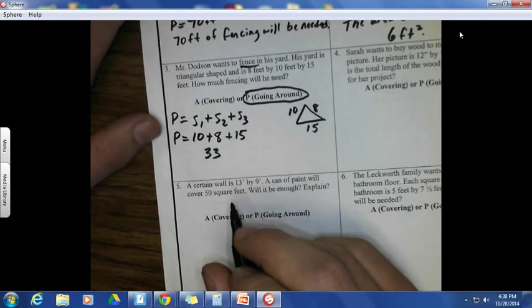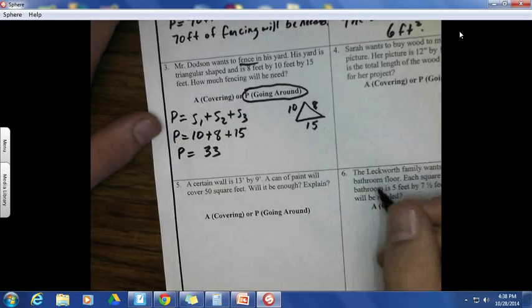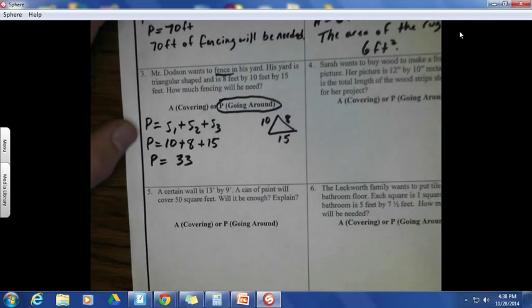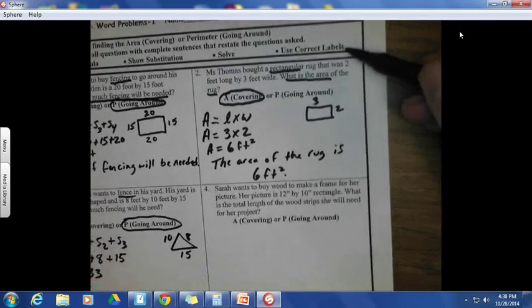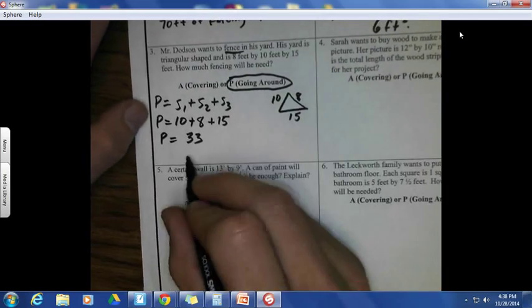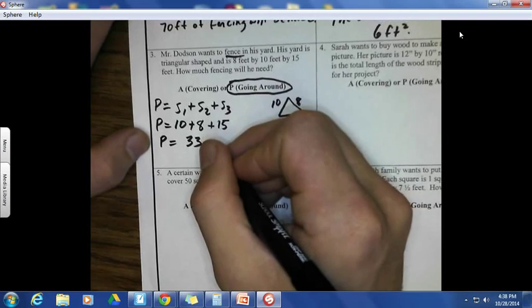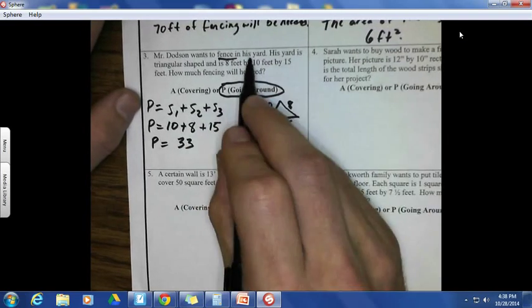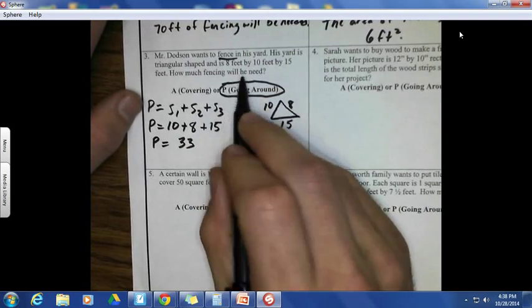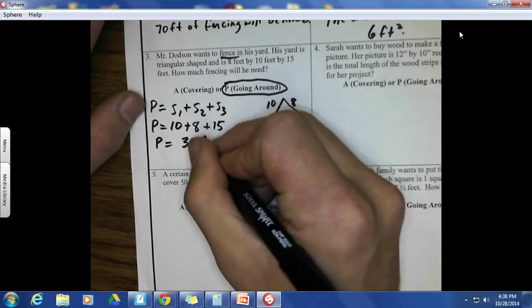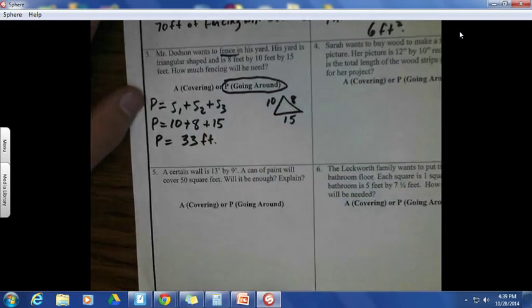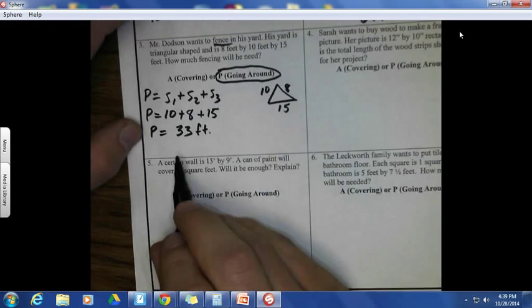33. Perimeter is equal to 33. And we need to use our proper labels here. And remember, perimeter, we don't need to do square feet or square yards in this case. Or sorry, feet. We don't need to do square feet because we are not multiplying. So the perimeter of his yard is 33 feet.